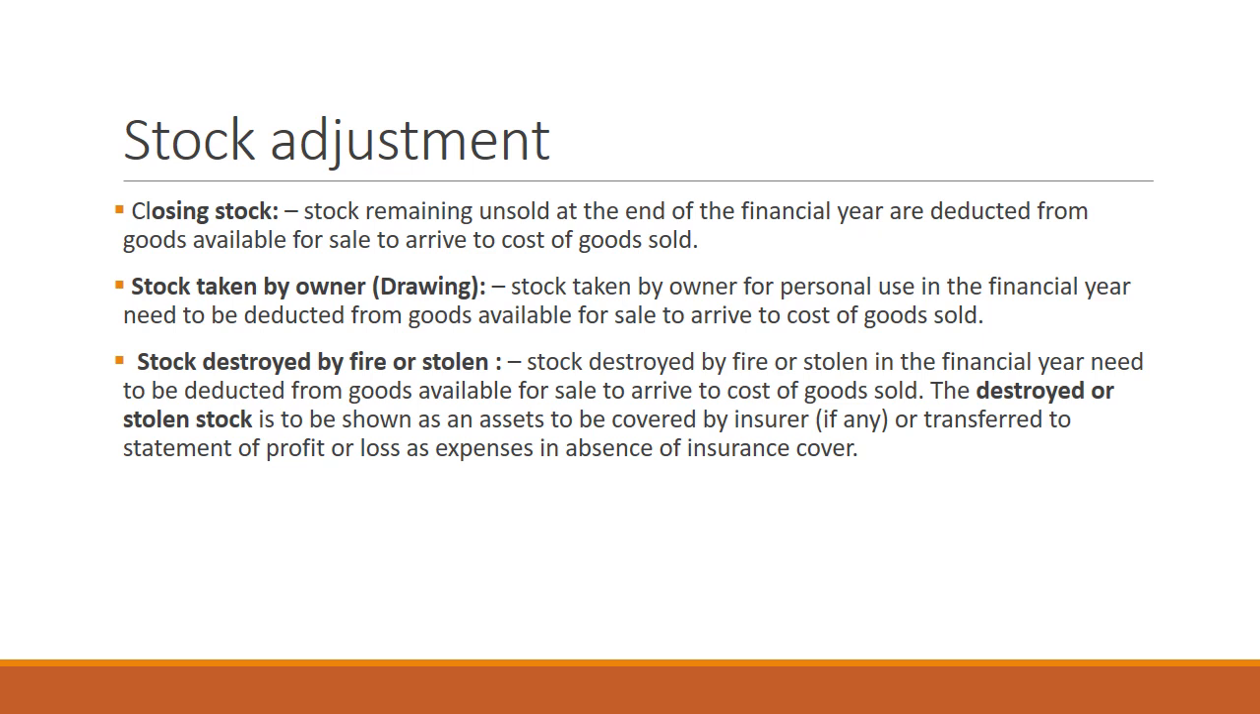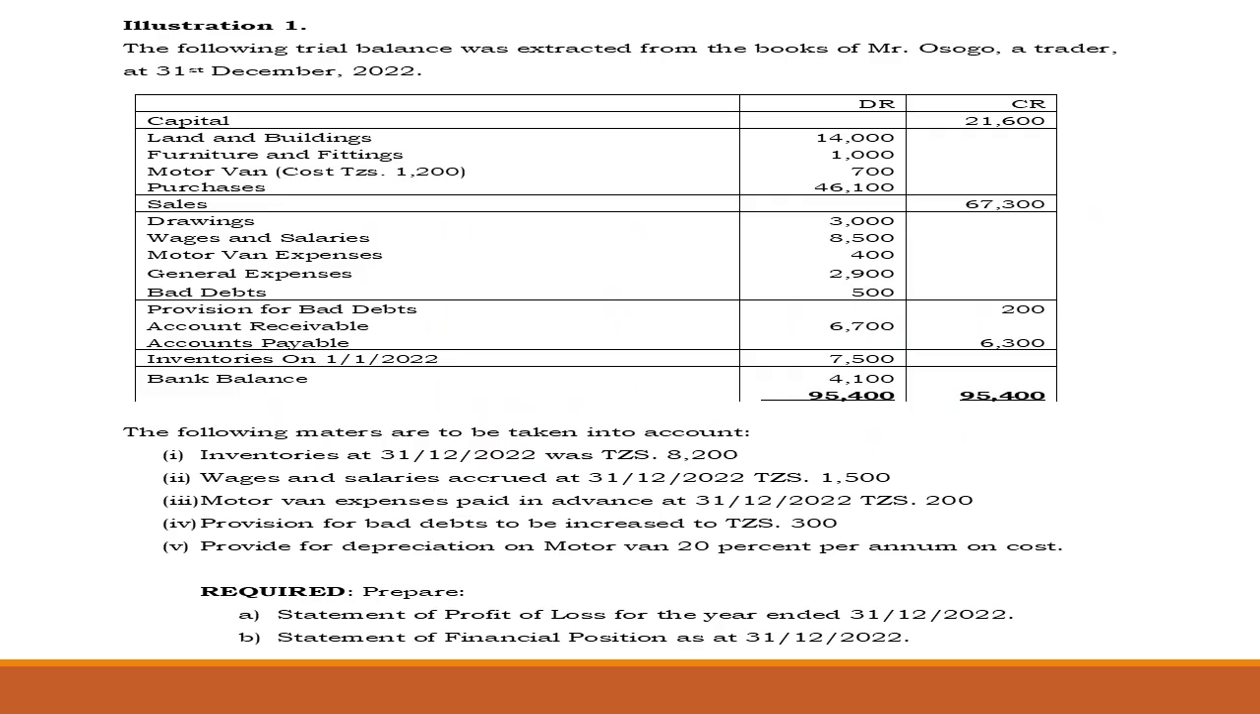Stock destroyed by fire or stolen during the financial year needs to be deducted from goods available for sale to arrive at cost of goods sold. So the destroyed or stolen stock is to be shown as an asset to be covered by either the insurer, or transferred to the statement of profit or loss as an expense in the absence of insurance cover.